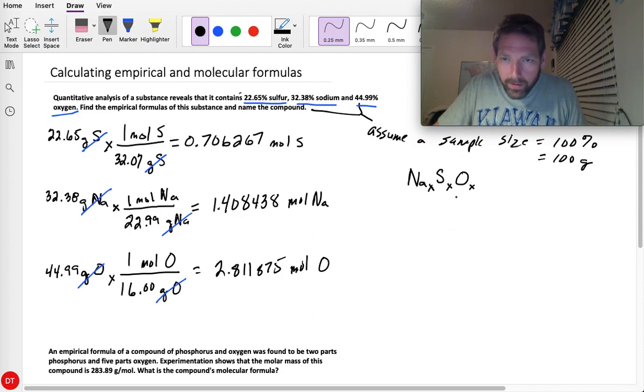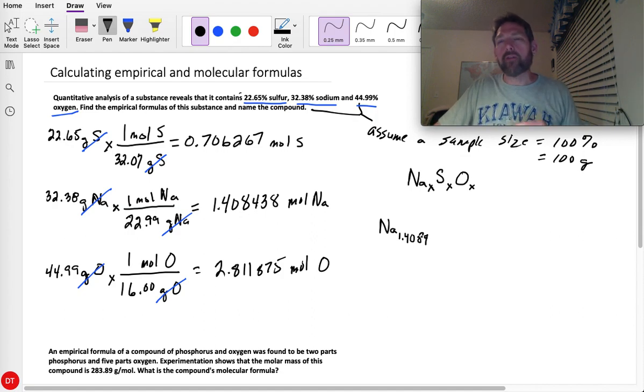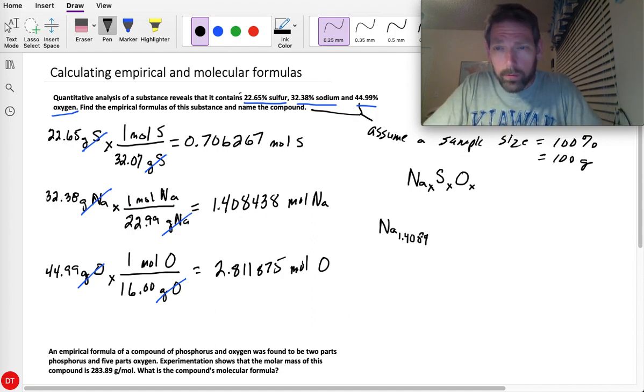We've got this in this order. So right now, according to this problem, we've got sodium, and that is 1.4084.